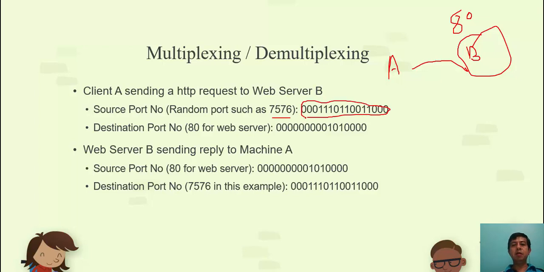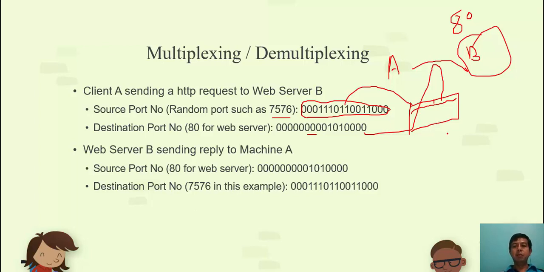This is the 16-bit 7576, and the destination port number would be 80 because it's sending a request to B, and B is a web server listening on port number 80. So whatever packets are created that go from A to B, the first two header fields, this source port will contain this number, and this destination port will contain this number. It will be so for all the packets going from A to B in that particular session.